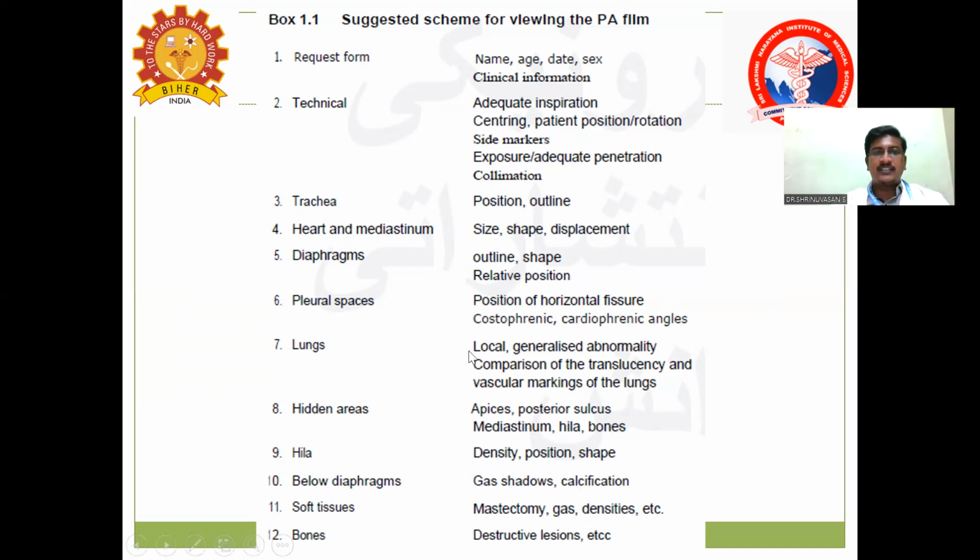First see the requisition form, then check the technical details to see whether they are correct. Then come to the radiographic anatomy and see whether all the normal anatomical structures are present. Then go to the hidden areas, then check the hila, then look at the normal soft tissues and abnormal bones.